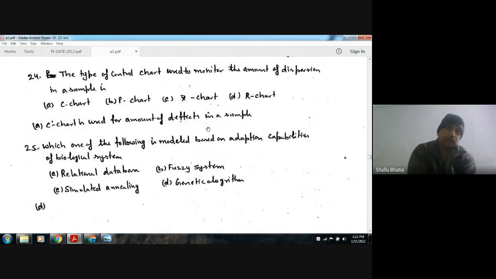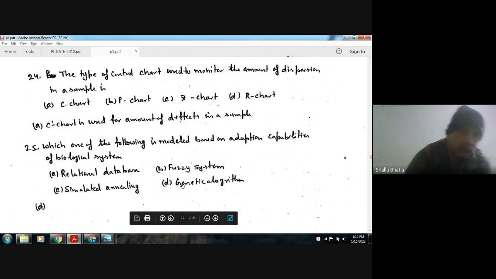Next, the type of chart used to monitor the amount of dispersion in the sample is, so amount of dispersion means amount of defects. Okay, so C chart is used for that. Okay. Next, which one of the following models is based on adaptation capabilities of biological systems? So, biological system is related to genetic algorithm. So, the answer is D.